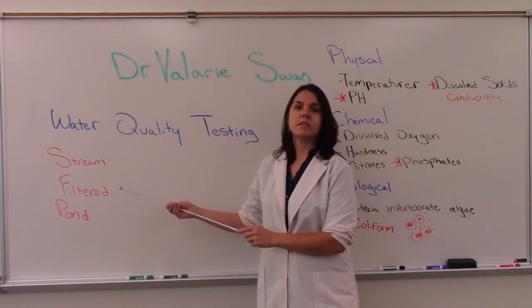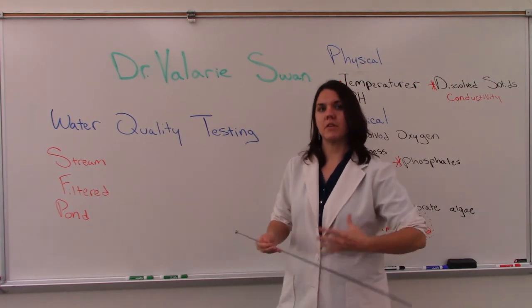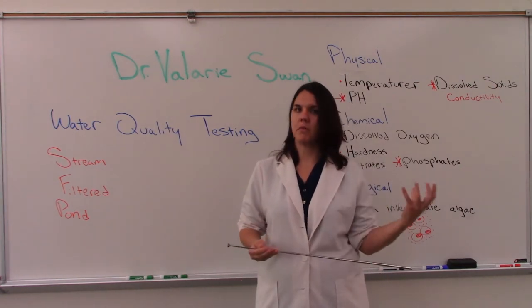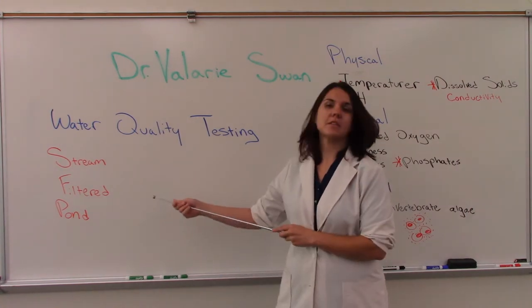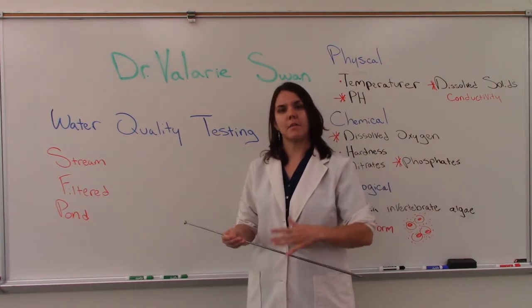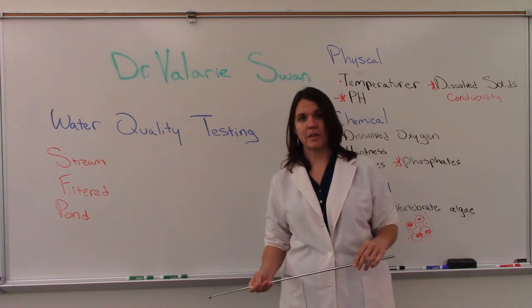Our second water is going to be our filtered water. That's more of your drinking water. If you get maybe a Brita filter at home, or you drink bottled water, these are things that are filtered. They don't have all that sediment. They have a much more neutral pH.